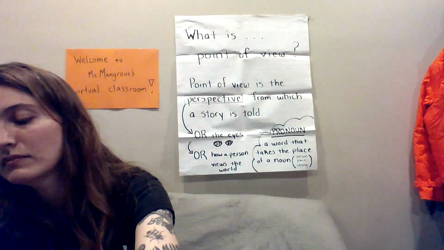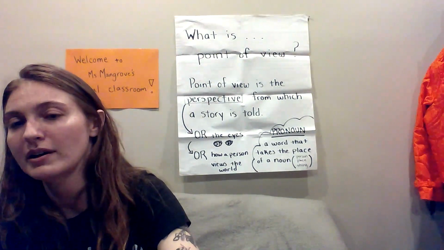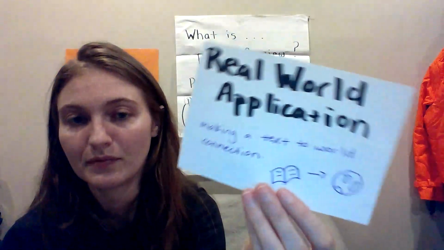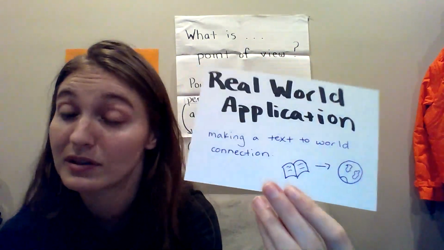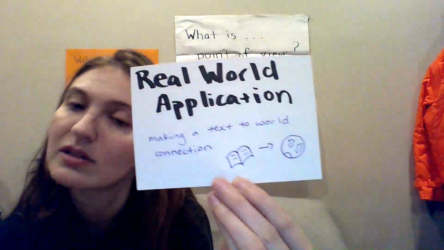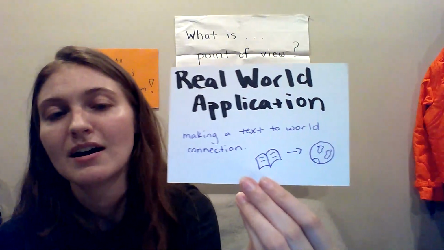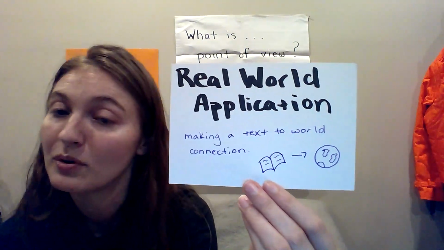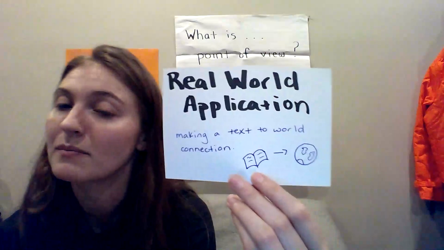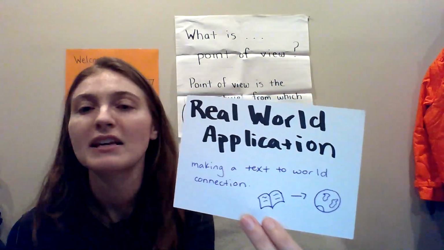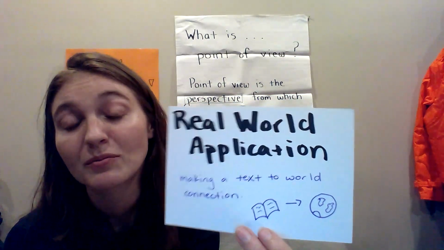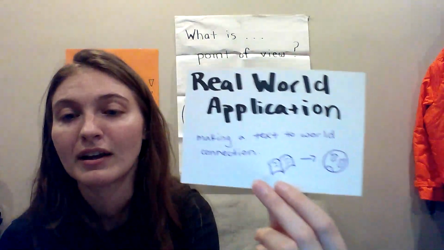Real world application, which is simply making a text to world connection. And this was in our quiz, so congratulations to the people who got this right. This is a pretty simple concept. I'm going to read something in the text and I'm going to look around at the world around me and see what kind of connection I can make, which is just also another word for an inference.